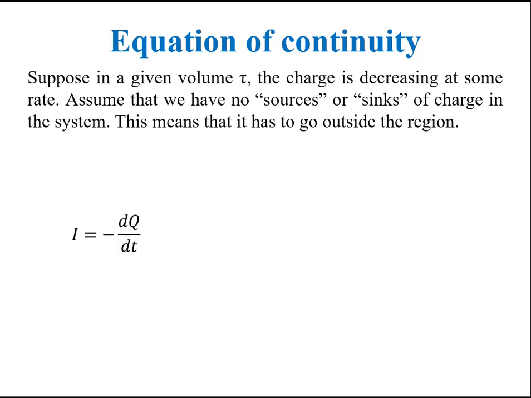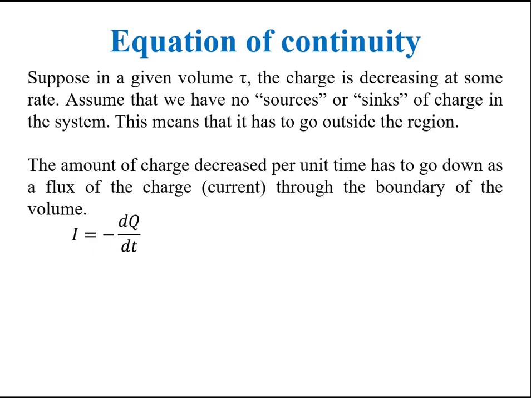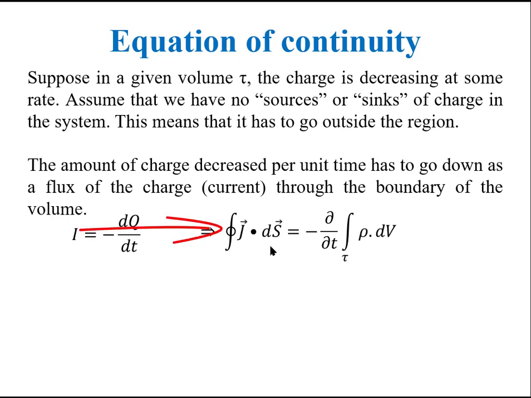Then the current I will be defined as the time rate of charge. As with increase of time, the charge in given volume will decrease, a negative sign is put in the expression. The amount of charge decreased per unit time has to go down as the flux of charge or the current through the boundary of the volume. So, the given equation can be written as this. Here, the current I is written as the closed surface integral of current density, and the charge is defined by the volume integral of volumetric charge density.